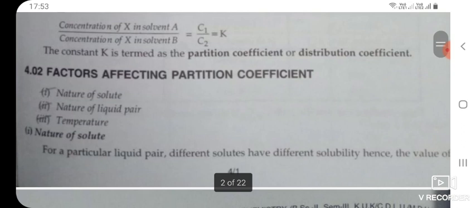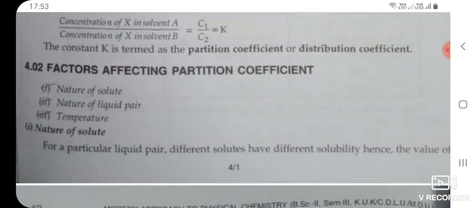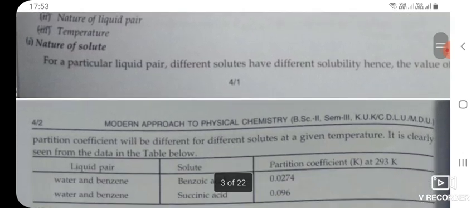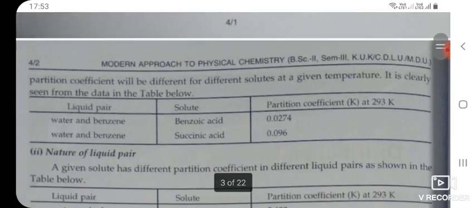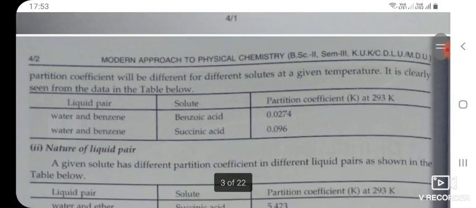Factors affecting partition coefficient: nature of solute, nature of liquid pair, temperature. Nature of solute: for a particular liquid pair, different solutes have different solubility, hence the value of partition coefficient will be different for different solutes at a given temperature. It is clearly seen from the data in the table below.